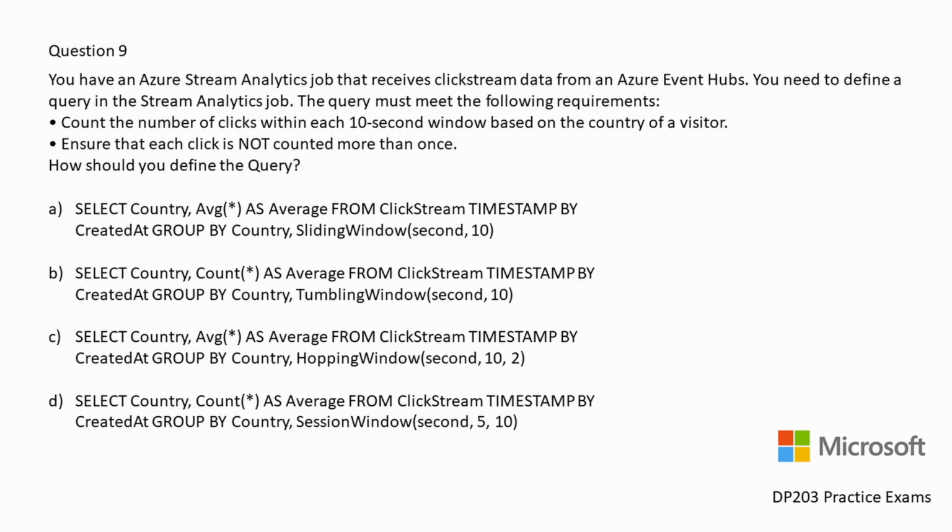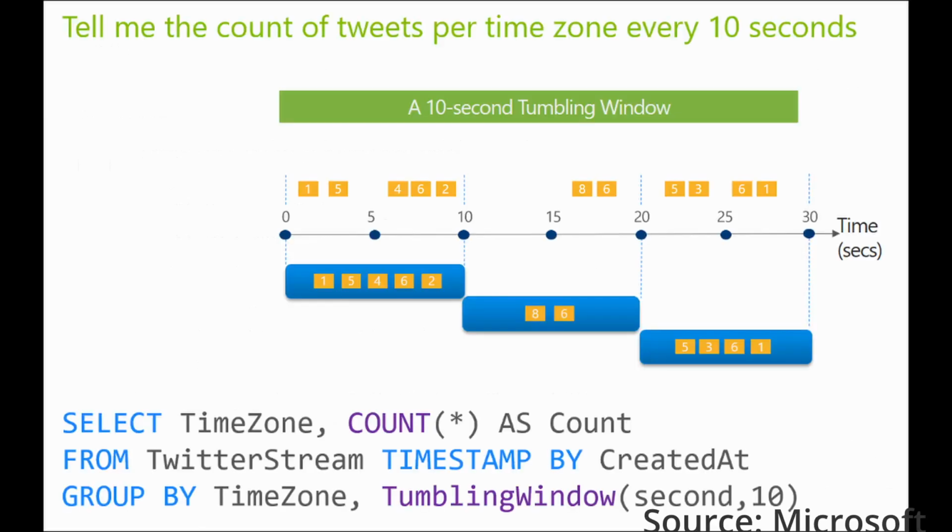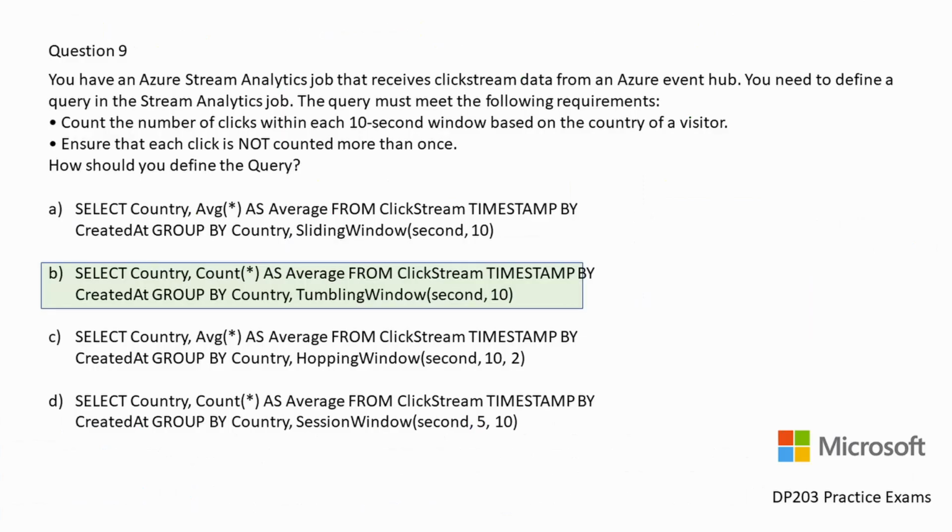So reading the question again, we see that we need to count the number of clicks within each 10-second window, and we have to make sure that each click is not counted more than once. This suggests that there shouldn't be any overlaps between the windows. So the window we should consider here is the tumbling window, which leads us to option B. And indeed, the function is using the count function, which is the function we want to satisfy the requirements specified in this question.